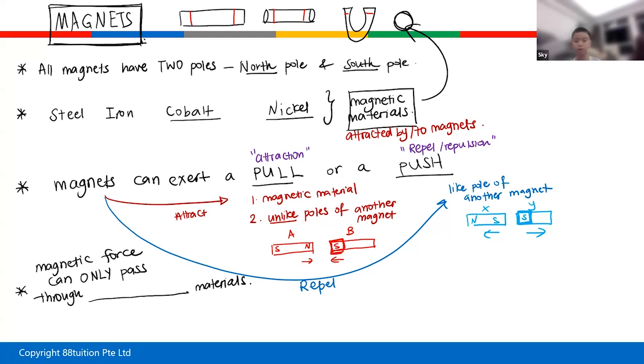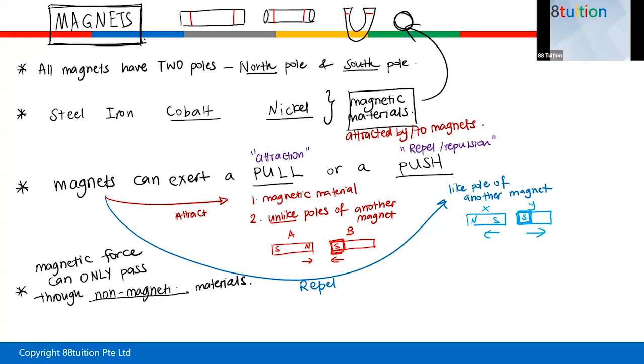Magnetic materials. Sky says magnetic force can only pass through magnetic materials. Raphael, is he correct? No. Non-magnetic materials. So what should the correct answer be, Raphael? Non-magnetic. Very good. Non-magnetic materials. So please remember this, guys.